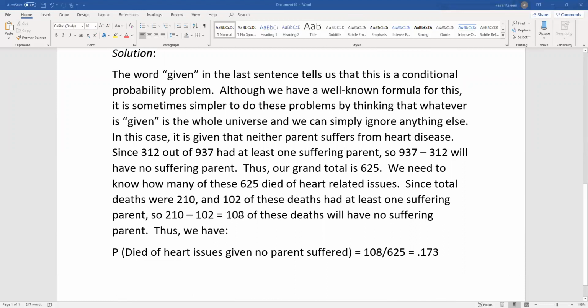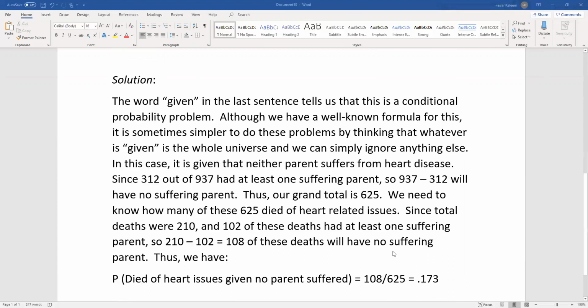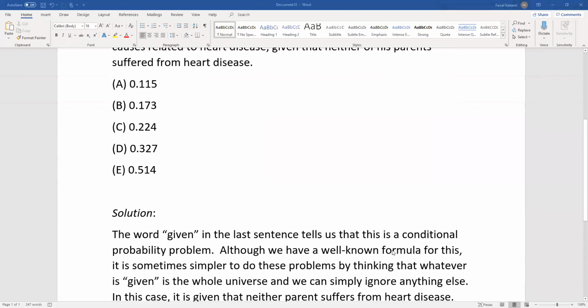So 108 becomes the numerator, and as we said, 625 will be the grand total, which is the denominator. So our result will be 108 over 625, which equals 0.173, which is choice B.